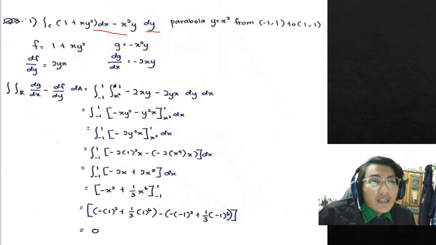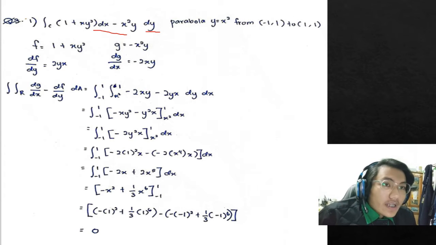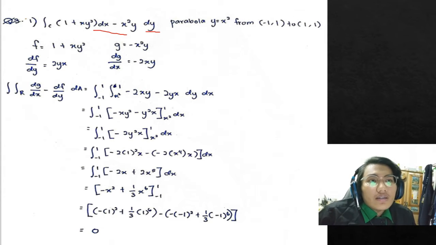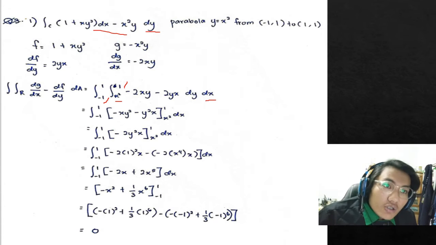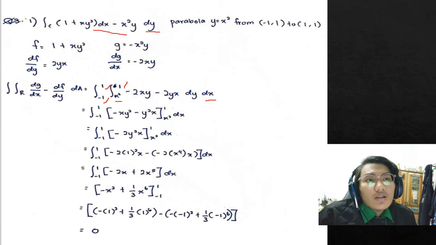Then we get for the limit of dy is x squared to 1, and for the limit of dx is negative 1 to 1. Okay, then we integrate as usual and we get the answer is 0. Okay, thank you.